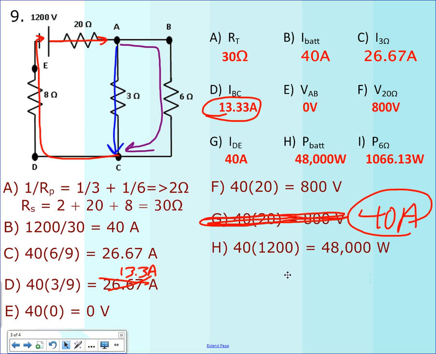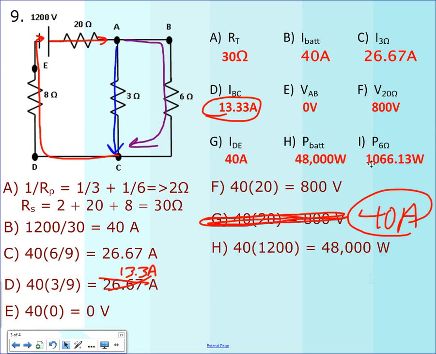Now I've shown you part H. The power through the battery, of course, that's I times V. The current that comes out of the battery is 40. The voltage of the battery is 1,200, giving you the power that the battery supplies to the circuit. So part I is asking, of that 48,000 watts, how much power does this 6 ohm resistor use as the current's traveling through there?